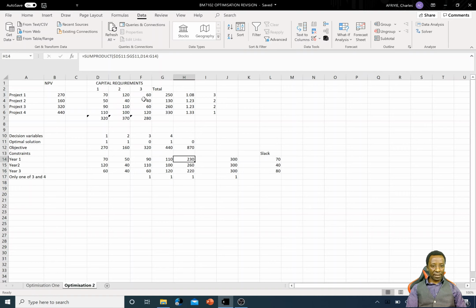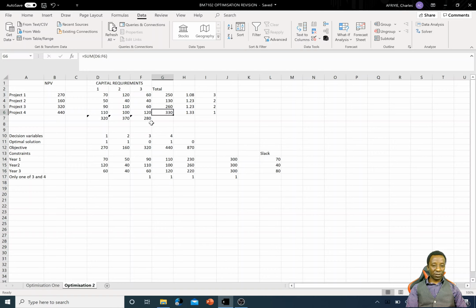I want us to see that we can find the total capital requirements for each of these projects. So for years 1 through to 3, we can add up the capital requirements. And if we added up the capital requirements for project 1, you can see over time it comes up with 250. For project 2, 130, 260, and 330. And we can also look at the total capital requirements for the entire business for years 1 through to year 3.